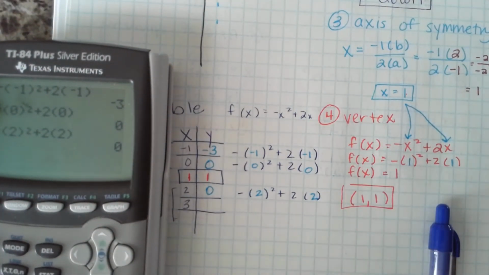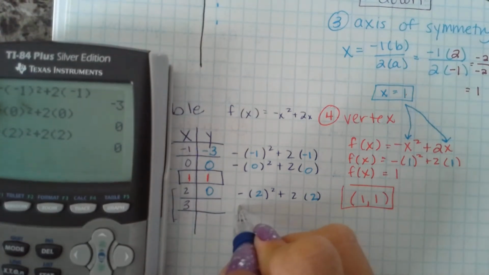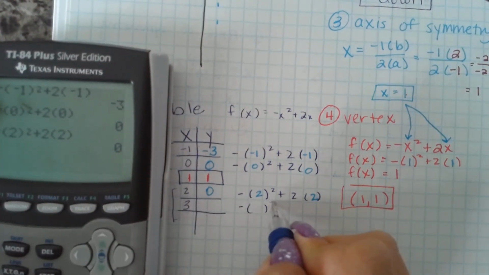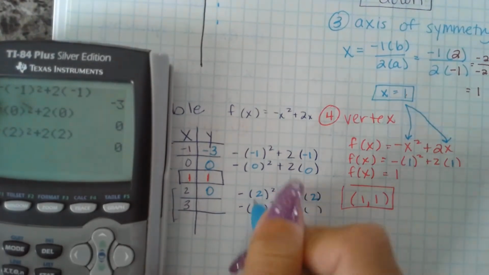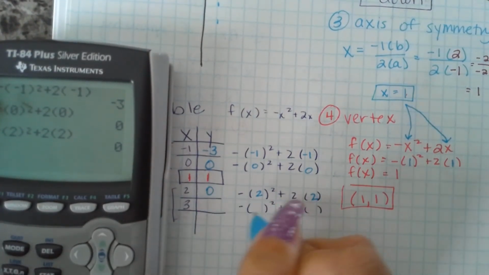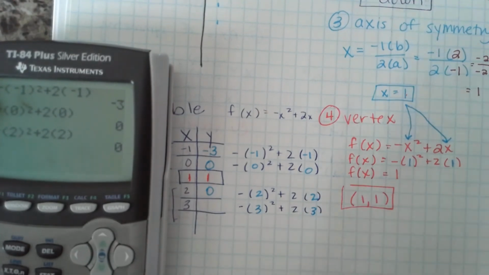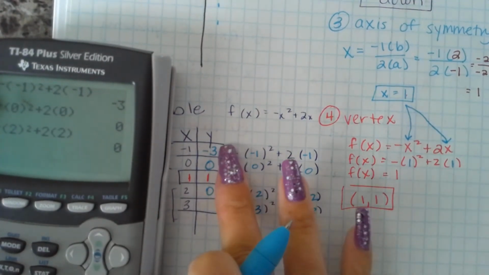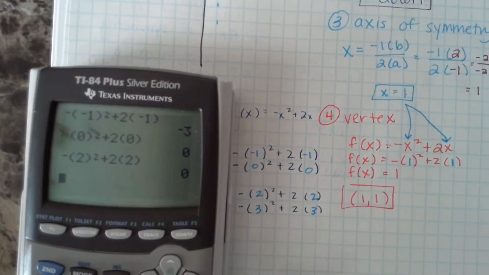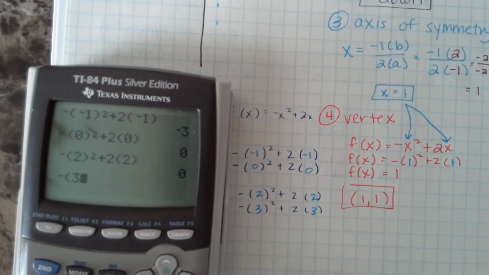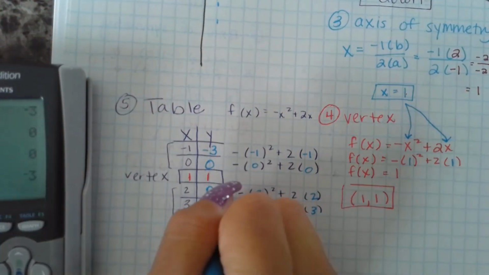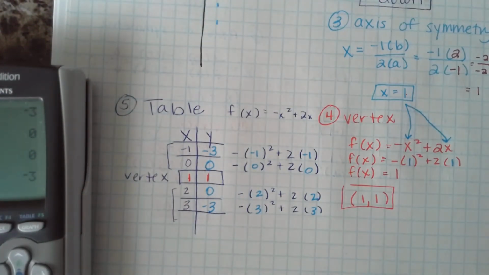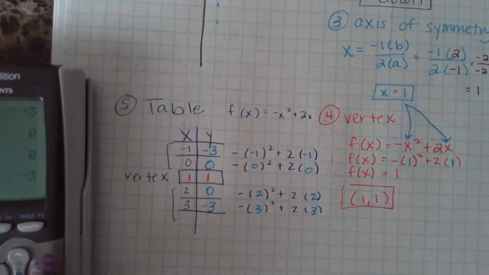Okay. And then here, we're going to do the same thing. We have negative whatever x is squared plus 2 times whatever x is, and we have 3 as our x. So we're going to put 3 in our blanks, and I think it's going to be a negative 3 because I have it here, but let's check in our calculator. Negative 3 squared plus 2 times 3, and that is a negative 3.